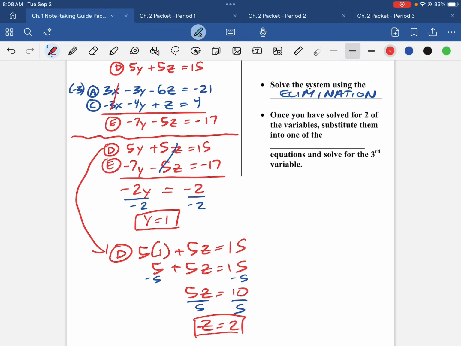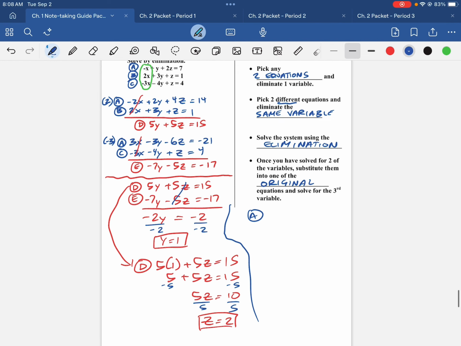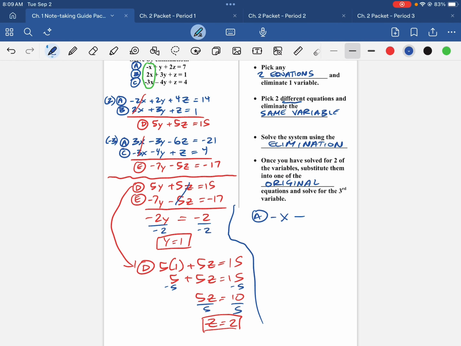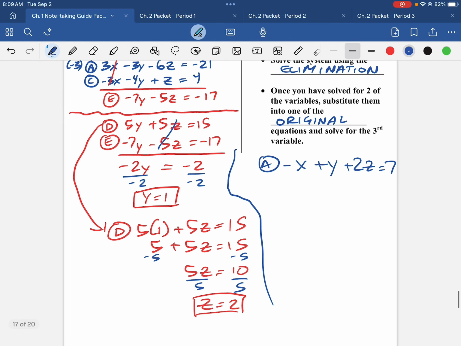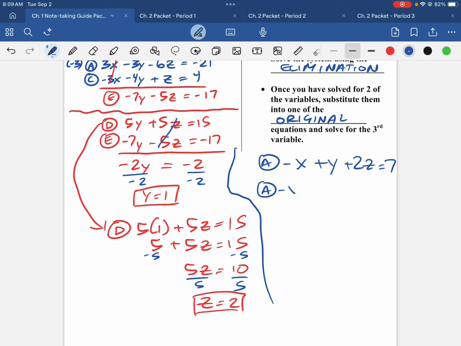Okay, once you get 2 of the 3 variables like we have here, you want to substitute them into one of the original equations. It has to be one of the equations that has all 3 variables. Okay, so it doesn't matter which one, I'm going to use equation A. So let me zoom out so I can see that again. -x plus y plus 2z equals 7. Okay, and I'll plug in what I already know into this. I don't have the x yet, but I have the other 2 bits. So the y was 1, and the z was 2.